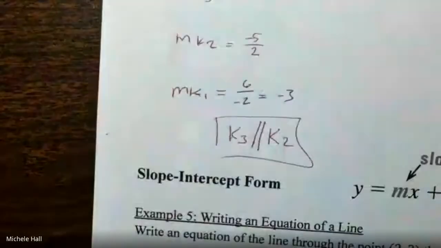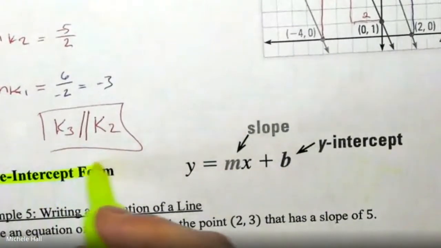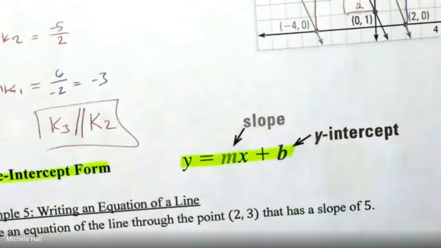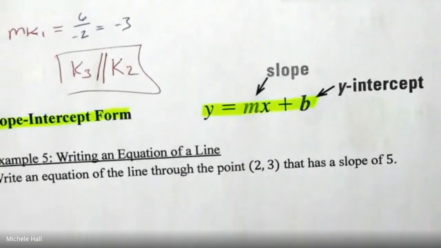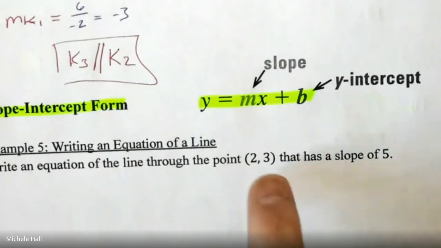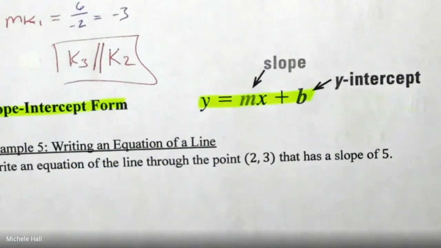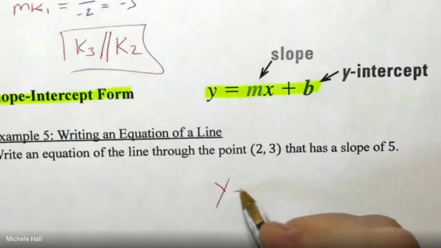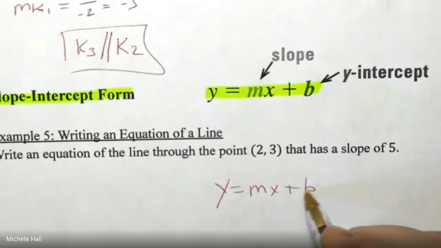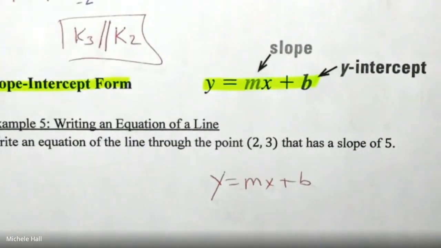The last thing that we need to do today is, here is slope intercept form. Y equals mx plus b. We used this last year. M is the slope. B is the y-intercept, where it's intercepting the y-axis. We need to write an equation of a line if we are given a point and a slope. So the first thing I'm going to do is write down the formula that we're using. And then we need to substitute some things in.